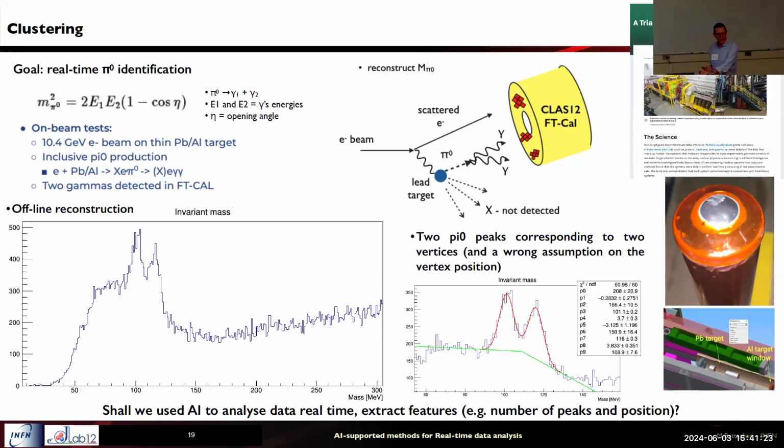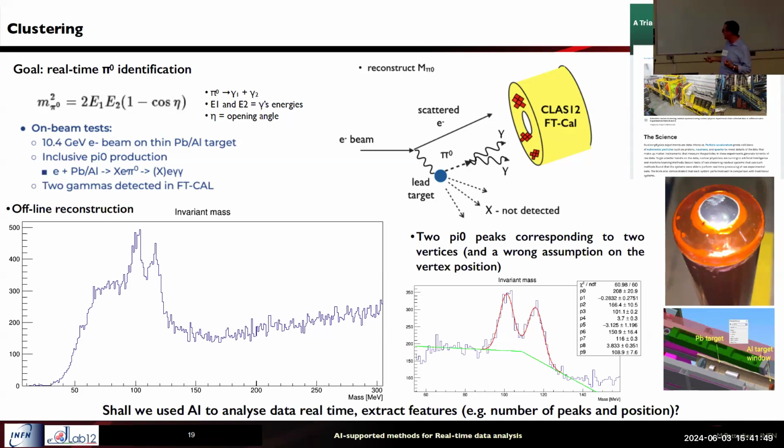Unfortunately, we ignored that there were not one target, but two targets. There was the official target and the window of the scattering chambers. So when we tried offline to analyze data, we found two peaks. Why two peaks? Neither of them is at 134 MeV as expected. First of all, because data were miscalibrated, and second, because we were making the wrong assumption.